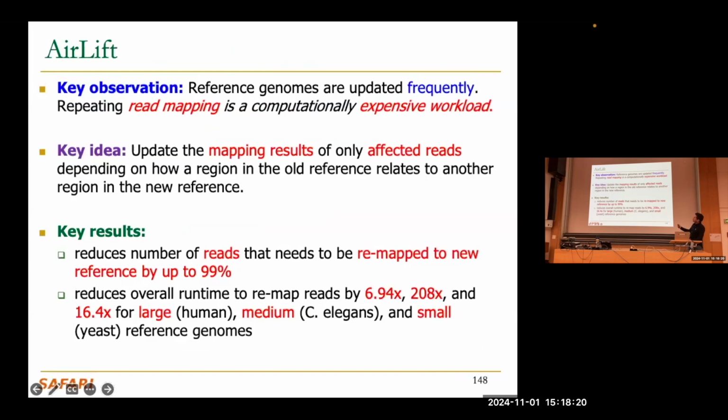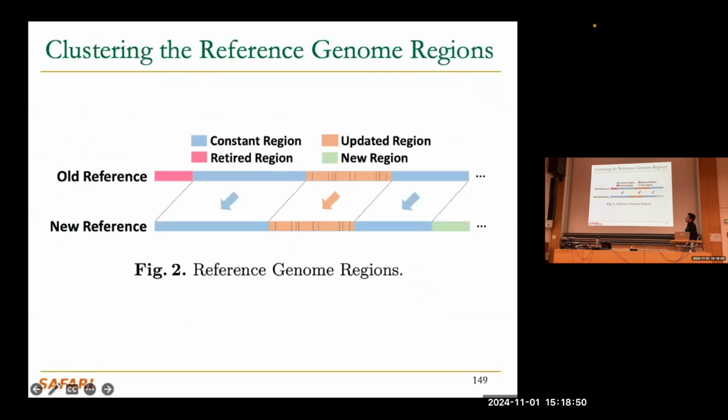So a key observation, as I already told you, reference genomes are updated. The key idea that we are proposing here: not basically the entire reference genome is going to be substantially updated. So there will be a large portion that will stay constant. It will stay unchanged. So our idea is, can we quickly recognize the differences between the old and new reference genome, and can we leverage this information when doing the read mapping?